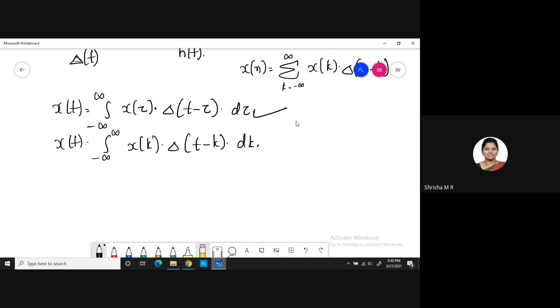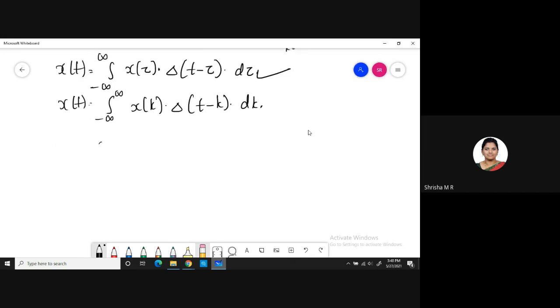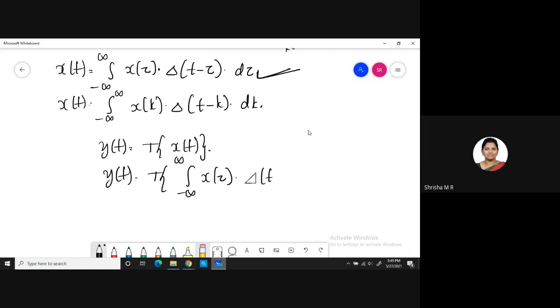Now we will try to get y of t. So y of t is nothing but the transformation on x of t. In the place of x of t, put this equation. So y of t is the transformation on integral minus infinity to infinity x of tau into delta t minus tau into d tau.